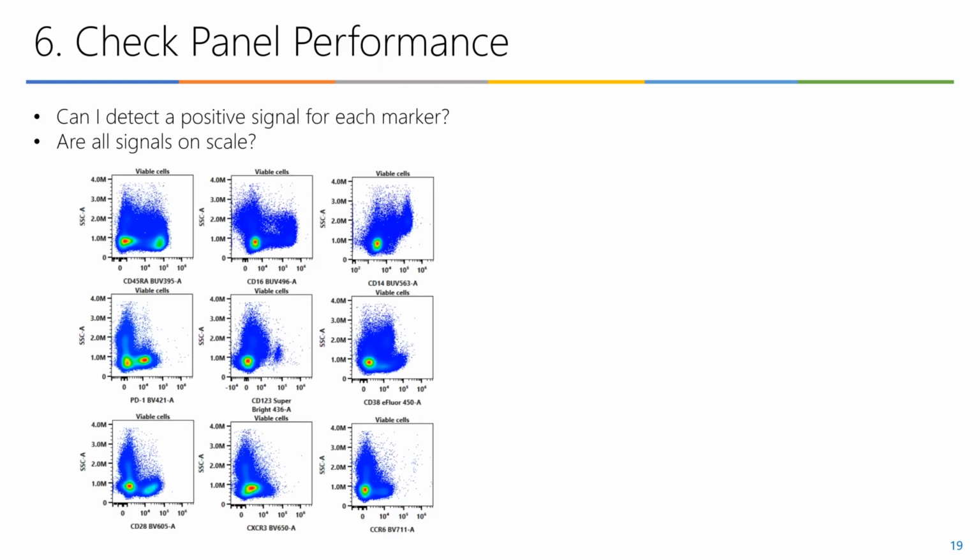No matter if the panel was already validated, take the time to check the quality of the staining, the pattern of expression of the different markers, to be able to identify underlying issues with staining quality. A missing antibody, lack of Fc blocking, shorter incubation time, changes in antibody lots. So a good strategy is to visualize fluorescence versus side scatter for all the markers. Make sure you can detect a positive signal for each marker and that all signals are on scale.